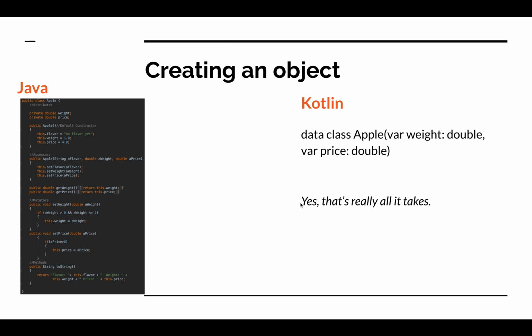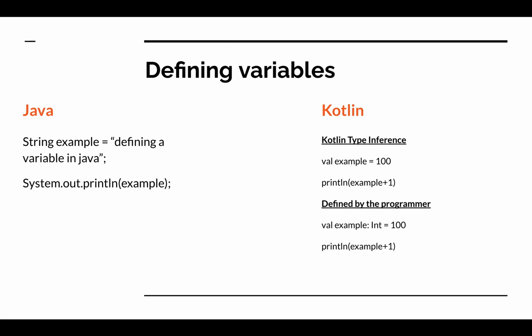And it will automatically be able to generate accessors and mutators in the same way that you would call it in Java. And it also supports a native toString method and Boolean comparison methods and several other standard methods that you would usually see when creating an object in Java. Moving on to defining variables.